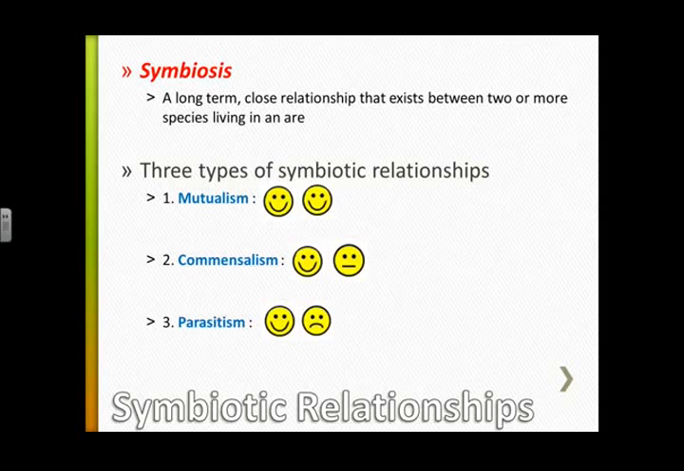In parasitism, the parasite is happy because it's getting something. However, the individual that it is on is unhappy because it is losing something. It's actually hurting it. For example, ticks are parasites. When you get a tick, it's sucking your blood, so that doesn't make you happy, but the tick is happy because it's getting food. So that's parasitism.